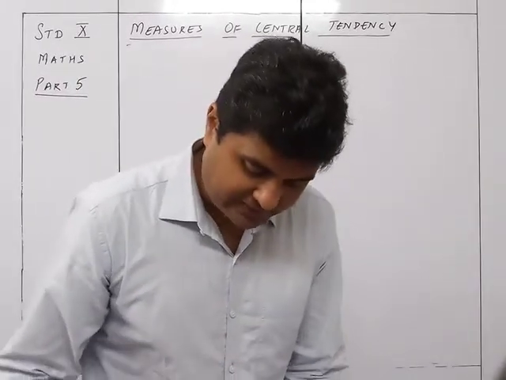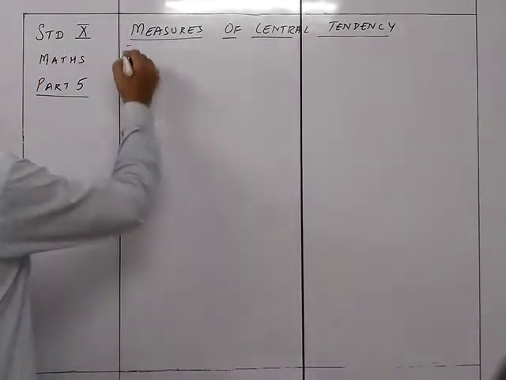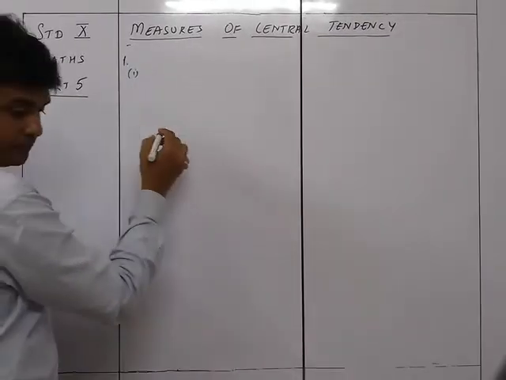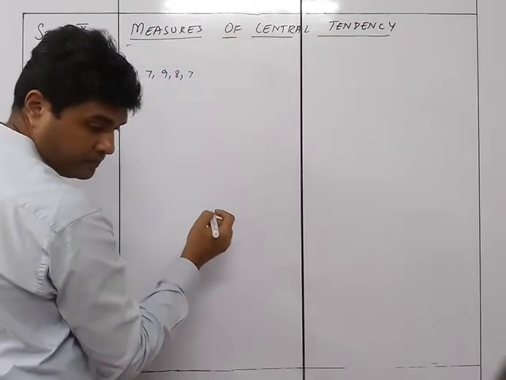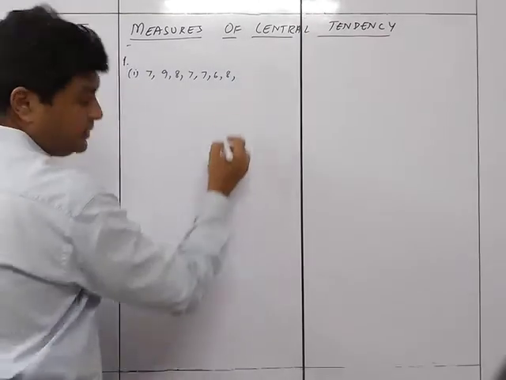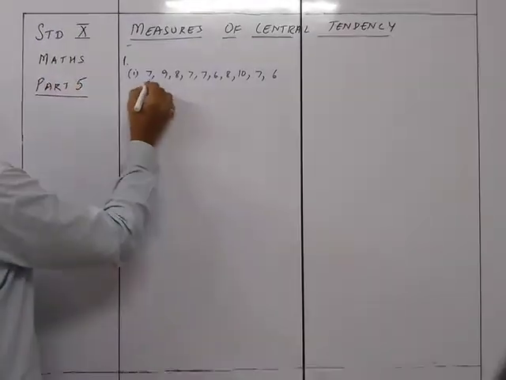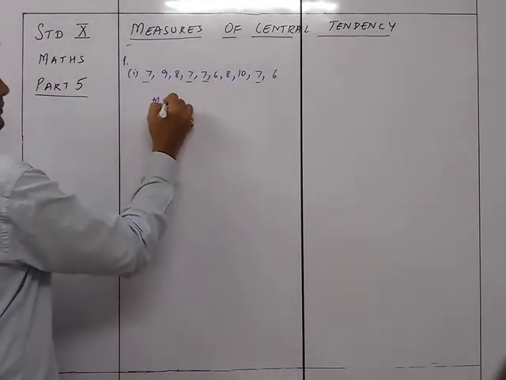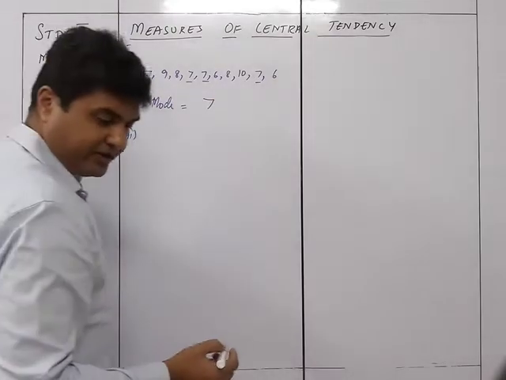Okay, that brings us to exercise 24D. So in exercise 24D, the first sum. The values are 7, 9, 8, 7, 7, 6, 8, 10, 7, 6. So obviously you can see 7 appears 4 times, and no other value appears 4 times. So that's why the mode is equal to 7. Simple, it cannot be anything else.